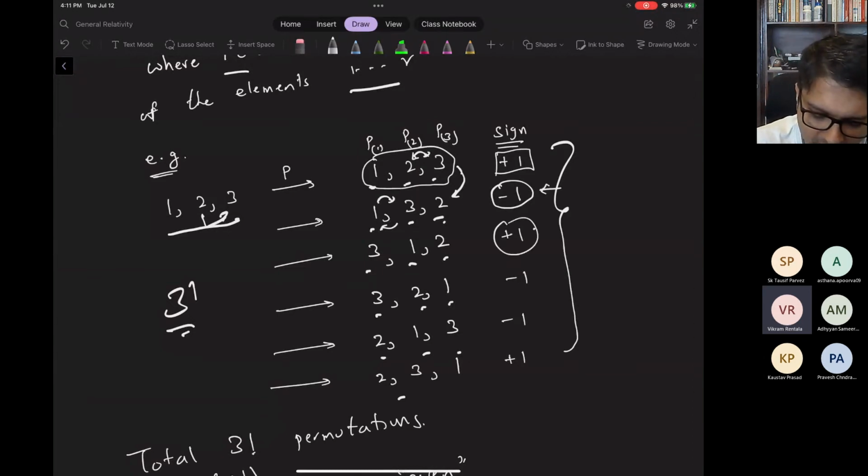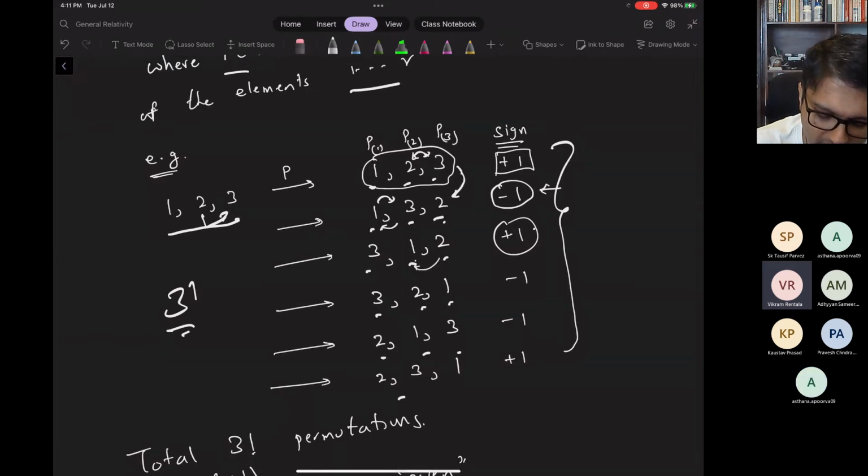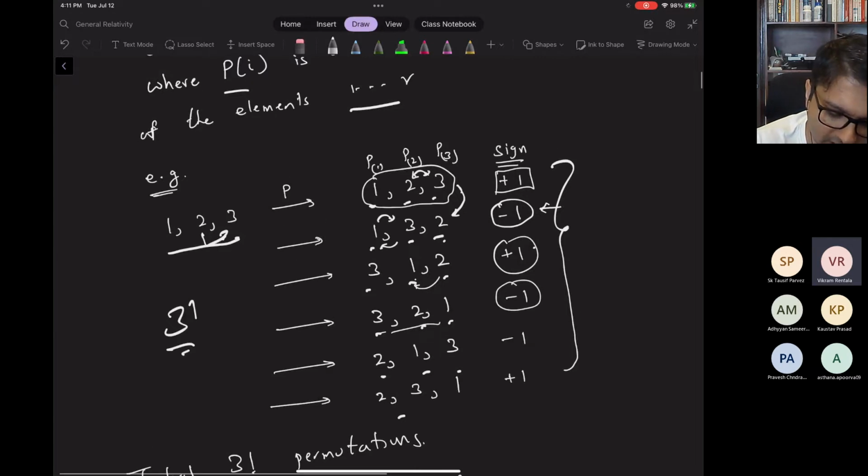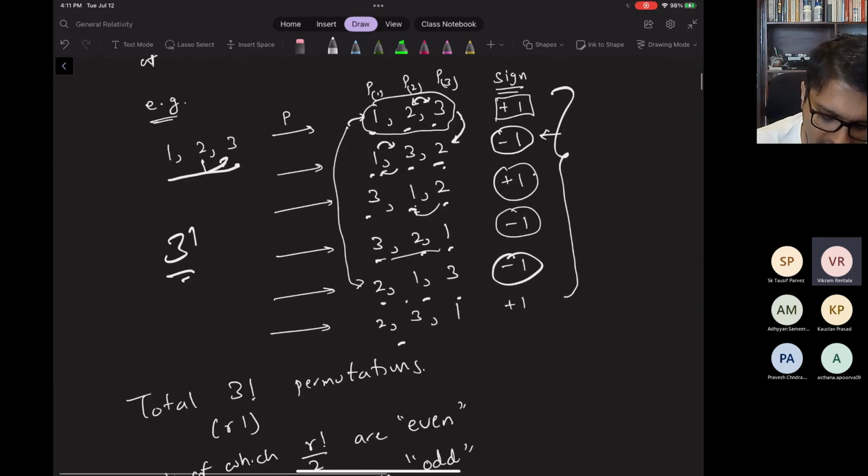So this time I get a +1. Now I further exchange 2 and 1, so that will give me 3, 2, 1. That gives me a -1. And supposing I want to get 2, 1, 3, I could have just started with the original one and just exchanged the 1, 2 elements, and I would get 2, 1, 3. So that's a minus sign. And from 2, 1, 3, if I want to get to 2, 3, 1, I would just exchange these two, and I would get 2, 3, 1.